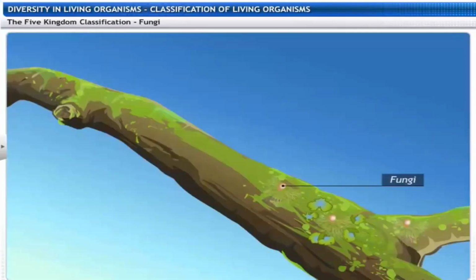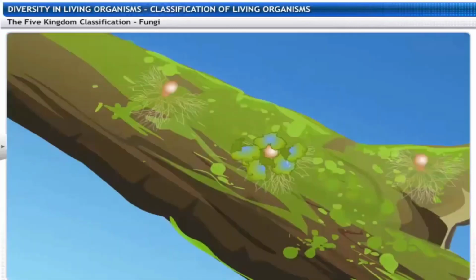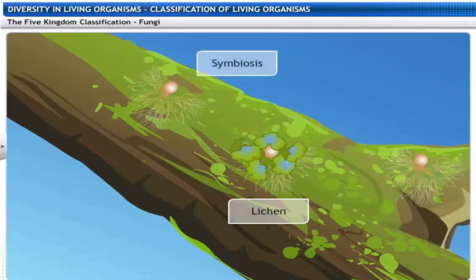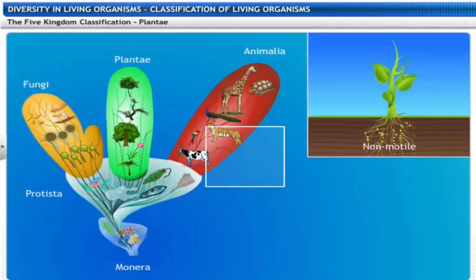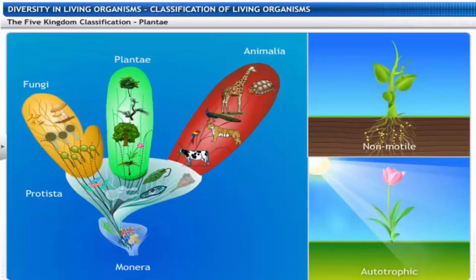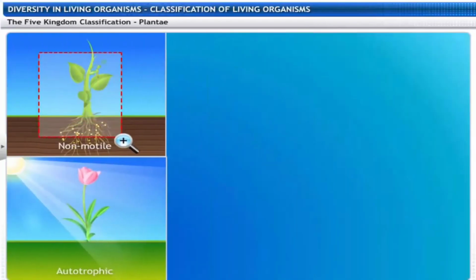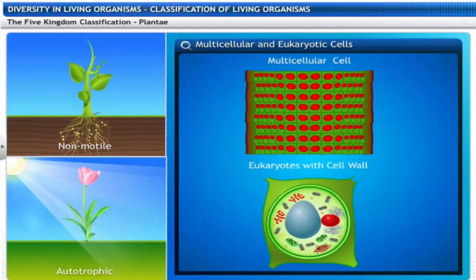There are some fungi that live in a mutual relationship with blue-green algae. Both fungi and algae together are known as lichen, and this relationship is called symbiosis. The kingdom Plantae includes all plants that are non-motile and autotrophic. They are multicellular and eukaryotic with cell walls made of cellulose.